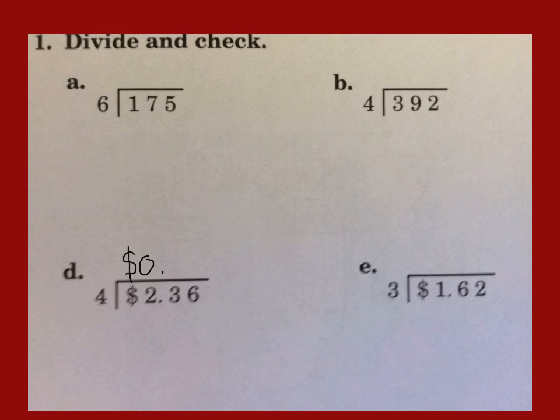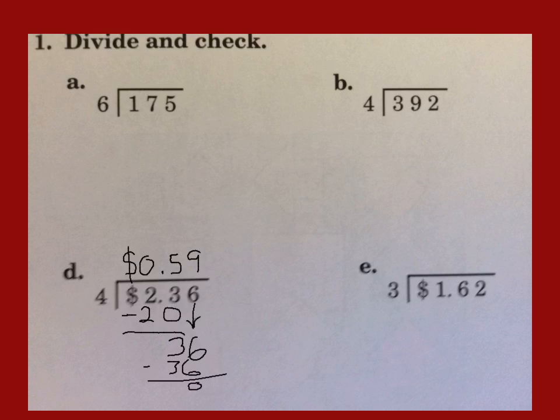4 goes into 23 5 times. 5 times 4 is 20. Subtract. You get 3. Bring the 6 down. 4 goes into 36 9 times. 4 times 9 is 36. Subtract, and we get 0.